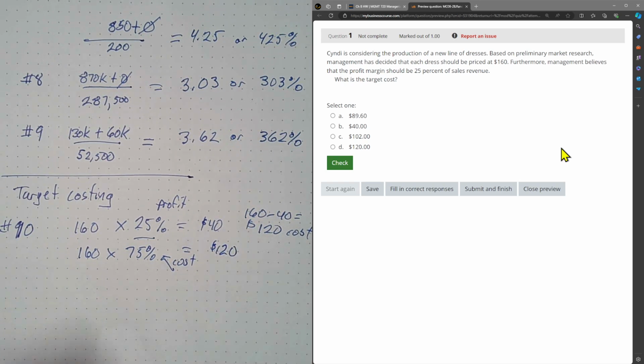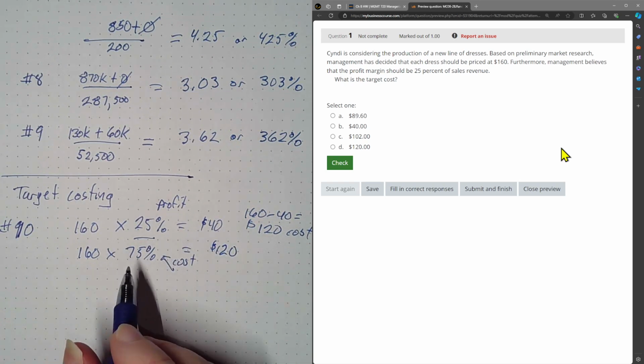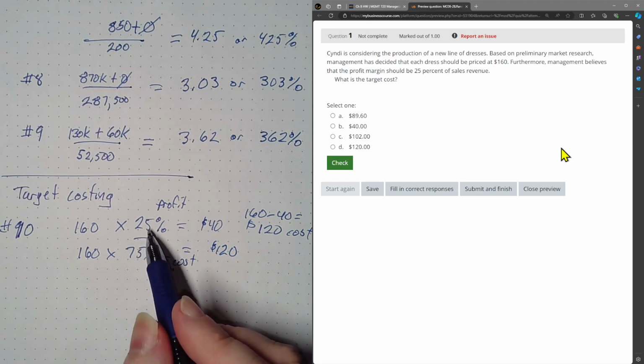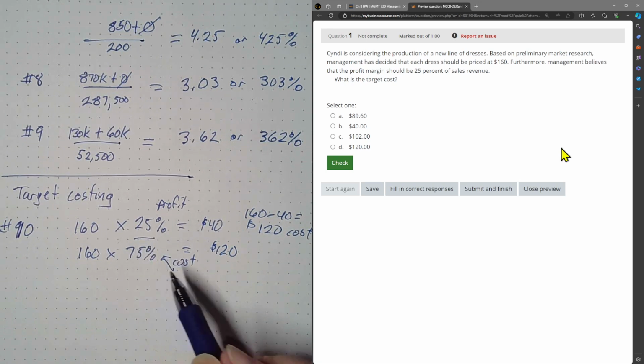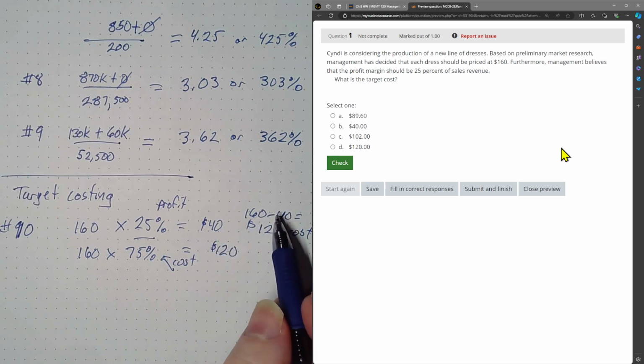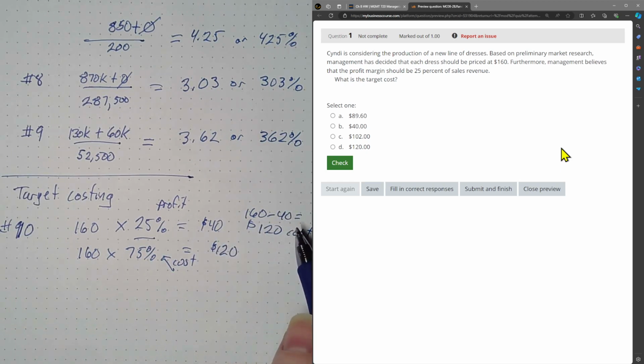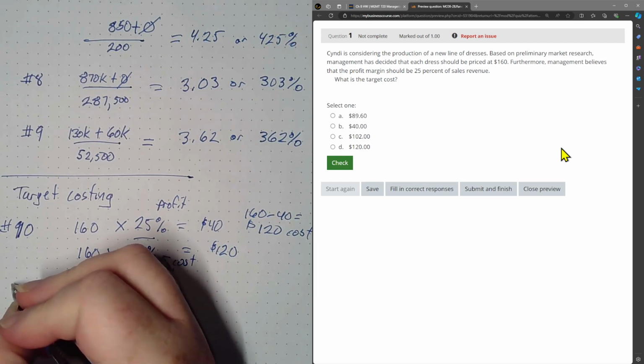So whichever way you feel is comfortable, but sometimes it's easier to see they gave us the percentage for profit, the other percentage is for cost, and that's what they're asking us for. Because sometimes when you start entering things into the calculator, you end up forgetting or you enter the wrong number. So the fewer steps that you can do, the more errors you can reduce as well. Let's go on to number 11.